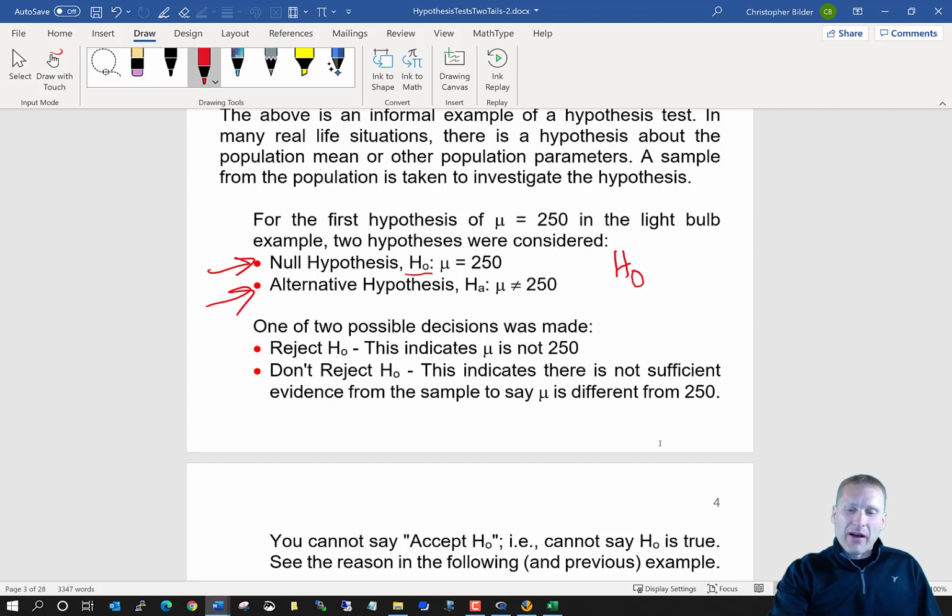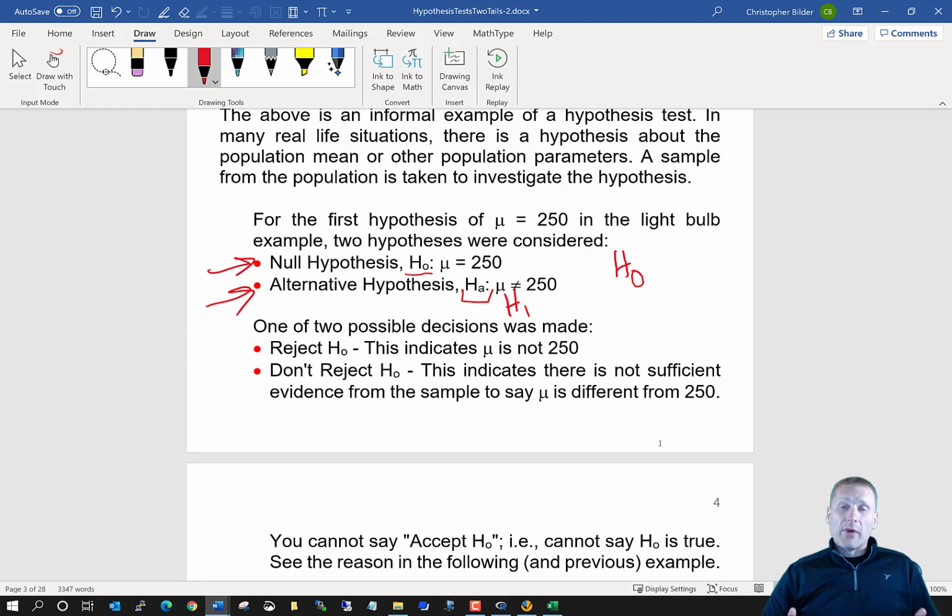Our alternative hypothesis then is the opposite of what's in the null hypothesis. And in a formal manner, we denote this by H with a subscript A, colon, mu not equal to 250. Sometimes people will put H with a subscript 1 instead. So when we do hypothesis testing, we will always state our null and alternative hypothesis. We will call them H-naught and H-A.